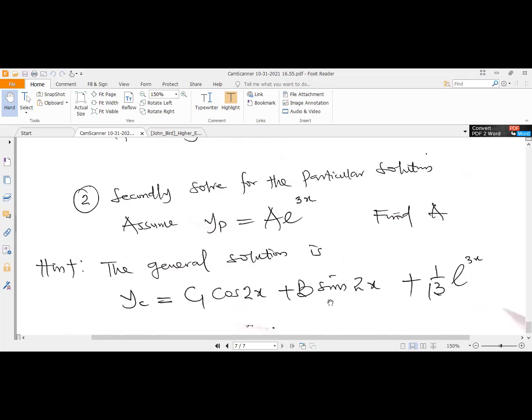Now, in this case, who can tell me the solution of the complementary part? Someone should tell me. C1 cos 2x plus B sin 2x. No, that is the complementary solution. I mean, we are going to have one particular auxiliary equation. So what would be the solution of that auxiliary equation?